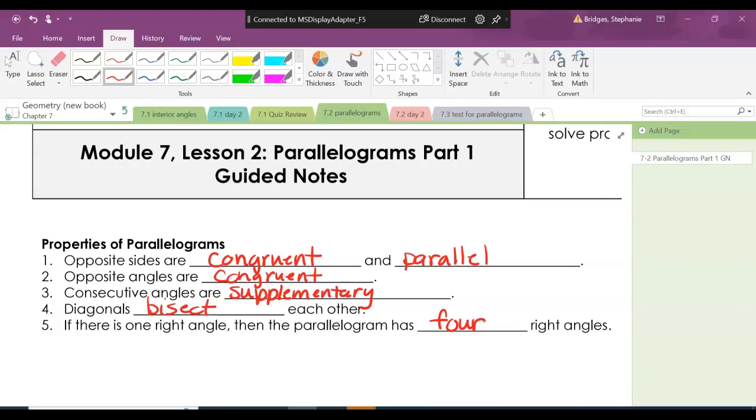So the first 4 are what we really need to remember. Opposite sides are congruent and parallel. Opposite angles are congruent. Consecutive angles are supplementary. And the diagonals bisect each other. And we're going to use all of those properties to help find missing segments or angles. Everybody ready?